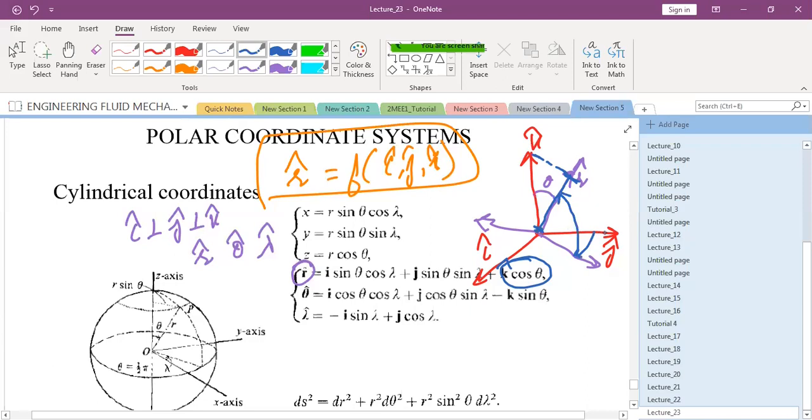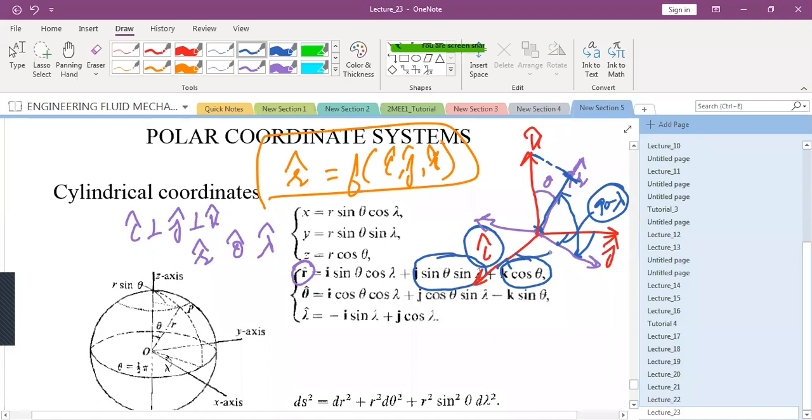So J is here. This angle is what? 90 minus lambda. So it will be J sin theta sin lambda. And what is this? Sin theta. So I have got J sin theta sin lambda. Is that clear? Yes, sir.